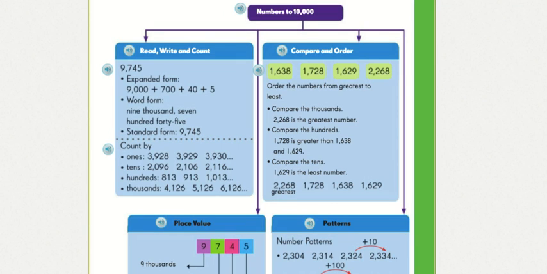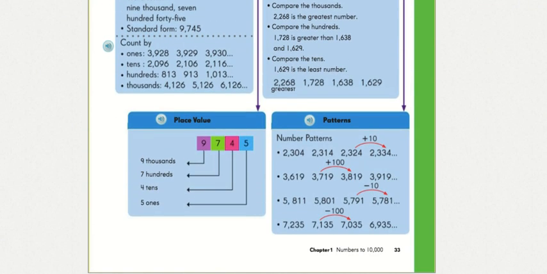So here, if you can see down here, they put the greatest. This would be the second greatest. And now we have 2 numbers left, 1,638 and 1,629. 6 in the hundreds, 1 in the thousands, 6 in the hundreds. So we go to the tens. We have a 3 and a 2. 3 is greater than 2, so this number is the greater number, and this is our least number. I'm going to roll down.